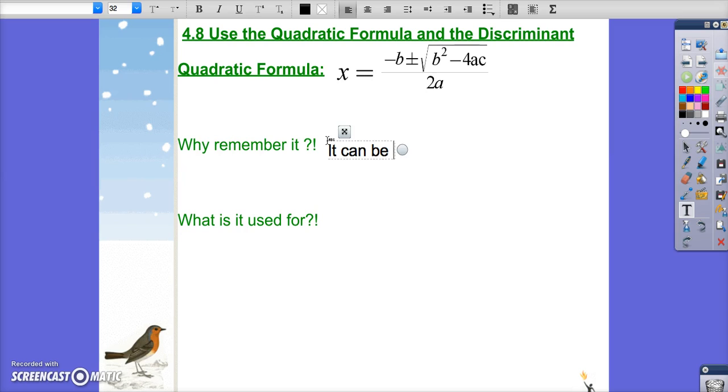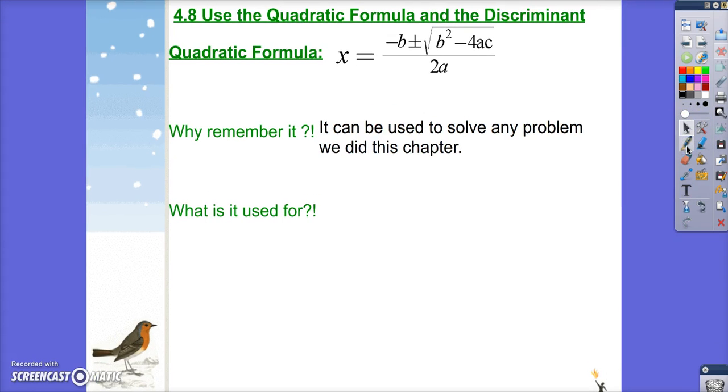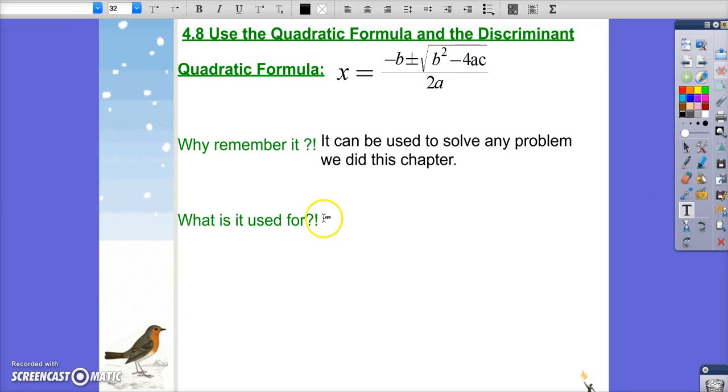It can be used to solve any problem we did this chapter. So what does that mean? Any problem that you did. Do you know how we factored? We solved algebraically. We used complex numbers to solve algebraically. We completed the square. Anything that we have done this chapter, solving quadratic equations, it takes the place of that. All right, and that's what it's used for. Solving quadratic equations.